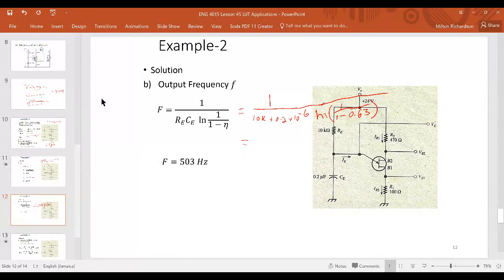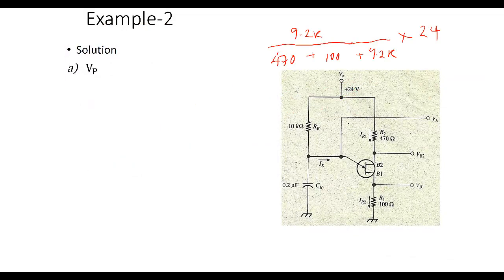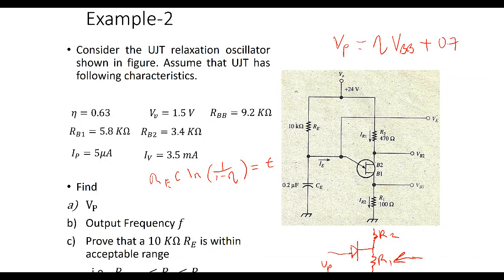So you have another part to do. Now this value of resistance, you have to prove that the 10 kilo ohm resistance that you have here is within the acceptable range of the maximum and minimum resistance that you can have.